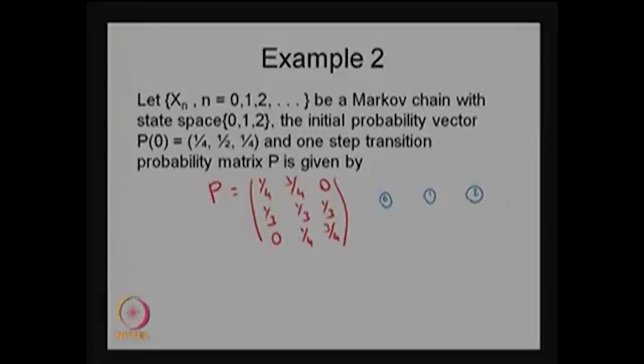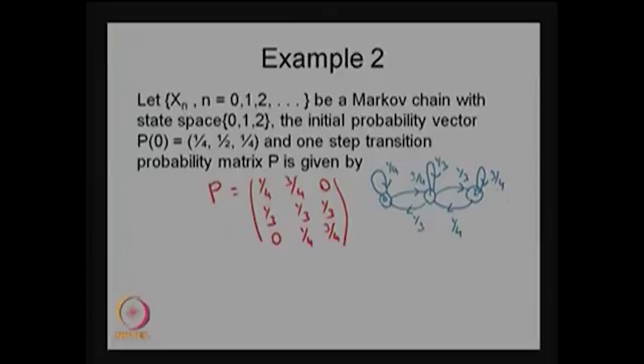Because the state space is 0, 1, 2, the nodes are 0, 1 and 2. This is the 1 step transition probability, therefore the system moving from state 0 to 0 in one step has probability 1/4, and from state 0 to 1 in 1 step is 3/4. There is no probability of going from state 0 to 2, therefore we should not draw the arc. From 1, the 1 step transition probability of 1 to 1 is 1/3, and this is 1/3, and similarly this is 1/3. From state 2, 2 to 0 is 0, 2 to 1 is 1/4, and 2 to 2 is 3/4.